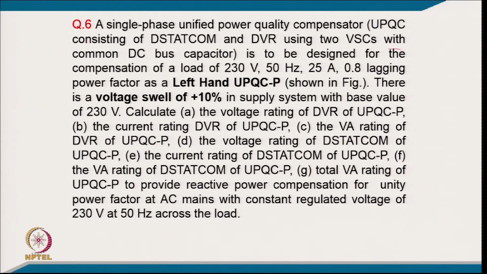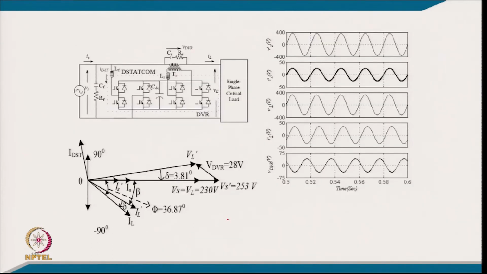So, coming to the sixth numerical example: a single phase UPQC consisting of DSTATCOM and DVR using 2 VSC with a common DC bus capacitor is to be designed for compensation of a load of 230 volt, 50 hertz, 25 ampere, 0.8 lagging power factor as a left hand UPQC, and there is a voltage swell of 10% in the supply system with the base value of 230 volt. So, calculate the voltage rating of DVR, current rating of DVR, VA rating of the DVR, and voltage rating of DSTATCOM, current rating of DSTATCOM, and VA rating of DSTATCOM, and the total VA rating of UPQC to provide reactive power compensation for unity power factor AC mains with constant regulated voltage of 230 volt, 50 hertz across the load. So, you can again see that it is a left hand UPQC.